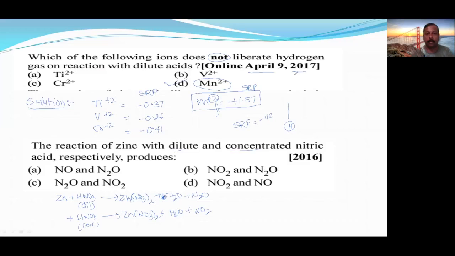Okay, next question is the reaction of zinc with dilute and concentrated nitric acid respectively. See, if we use the dilute nitric acid, then N2O will be produced. If we use the concentrated nitric acid, reddish brown gas of NO2 will be produced. So according to this, option C is correct.